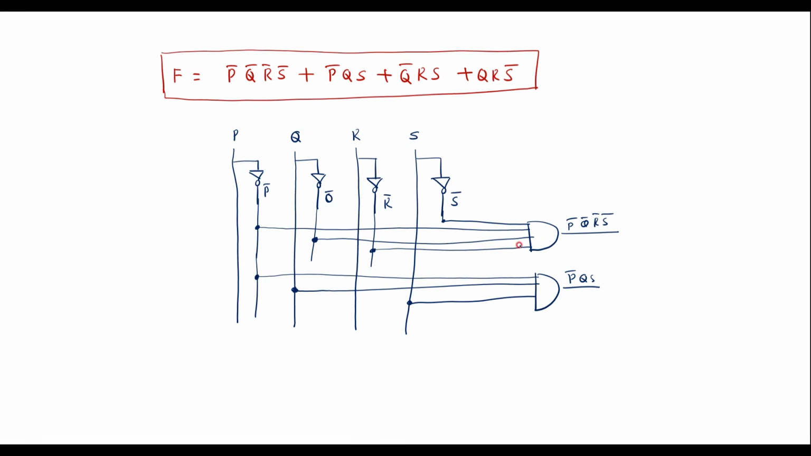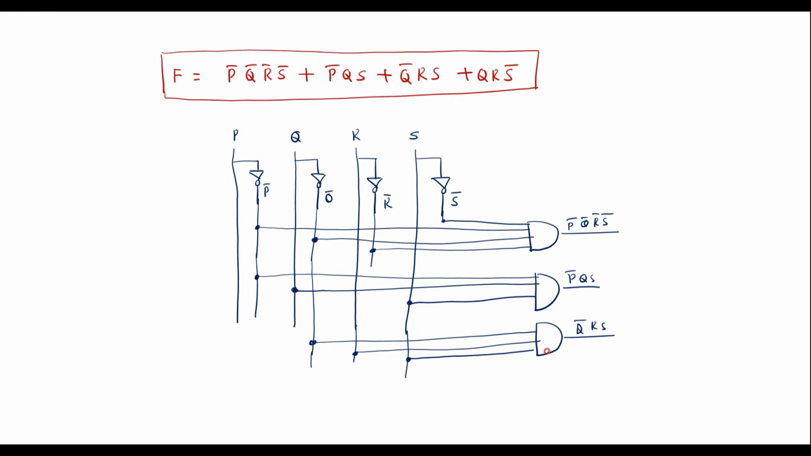Next we have Q bar RS. I need one more 3 input AND gate. Q bar, that is this line is Q bar. We have RS. So this line is R, and here it is S. That is Q bar RS.